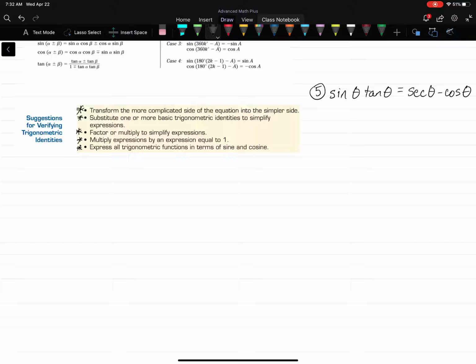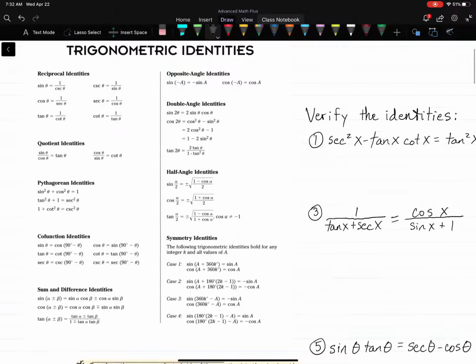So it's very, very similar to simplifying trigonometric expressions. The only difference is you're doing it on both sides or one side. You're trying to get one side to look like the other. So we're going to use these trig identities. Again, we're going to concentrate on the reciprocal identities, the quotient identities, and the Pythagorean identities. All these other identities, they are identities, but the video would be an hour long if we went over all of them. So we're just going to concentrate on those three.